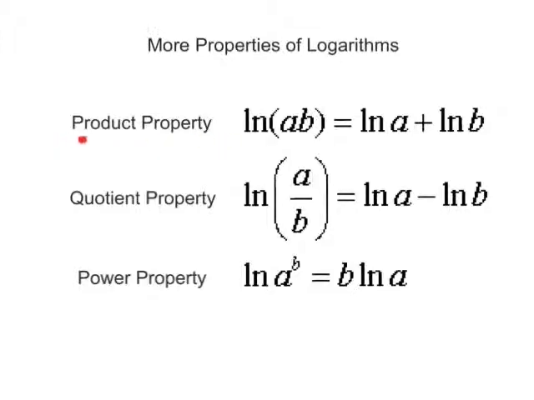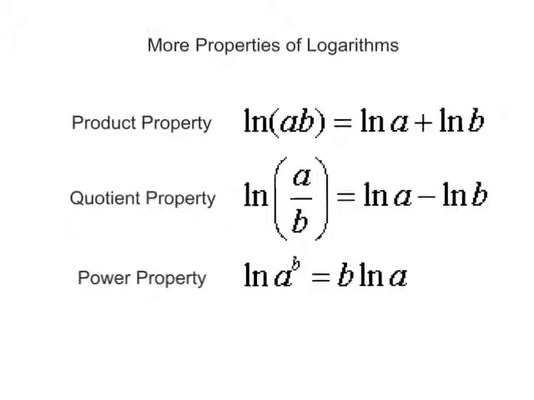Alright, we've got the product property. If you have the logarithm of a product, a times b in this case, that's our argument right there, okay? It can be written in expanded form as the sum of the logarithm of the two factors, natural log a plus natural log b, and you can substitute whatever logarithm in here you need. It doesn't have to be natural log, it's just the easiest one to type, okay?